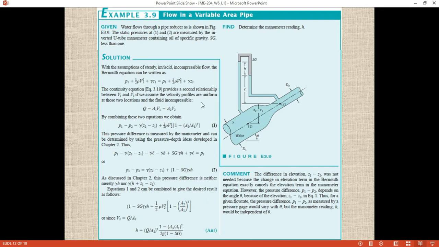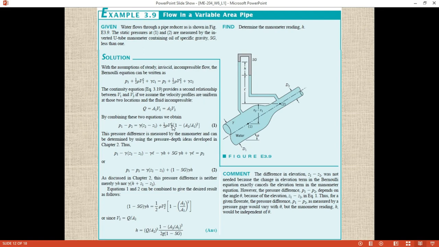So now we are applying the Bernoulli equation. This is the center line or the reference plane. This point is z1 minus z2 below point 2. Now apply the Bernoulli equation at point 1 and point 2. This is the Bernoulli equation. Now we separate P1 and P2, because we have to equate P1 and P2 with the height of the column, so we separate them in this form.